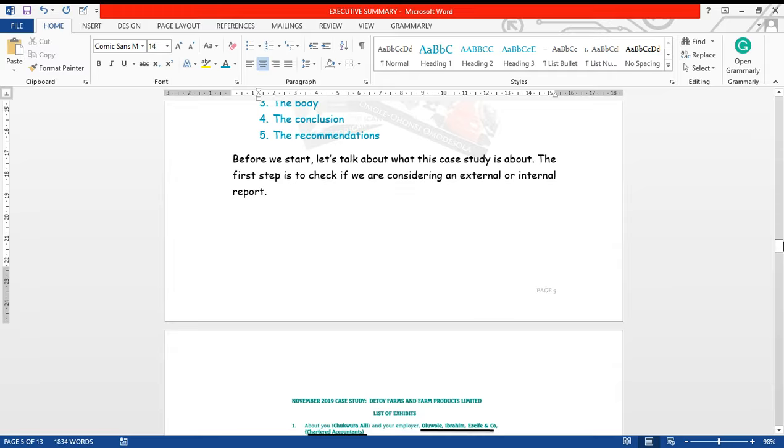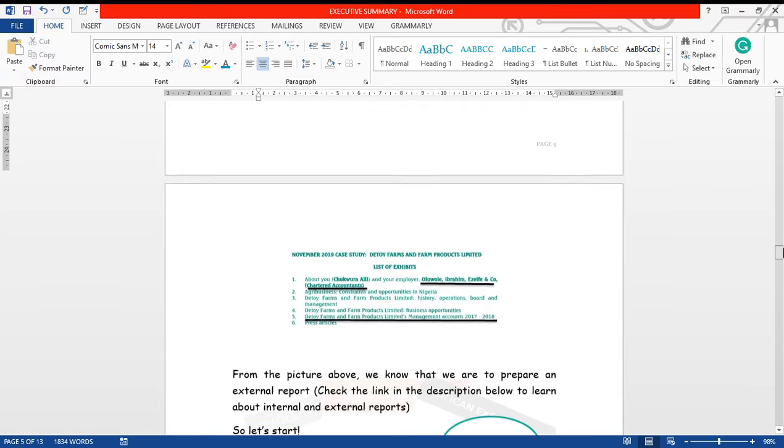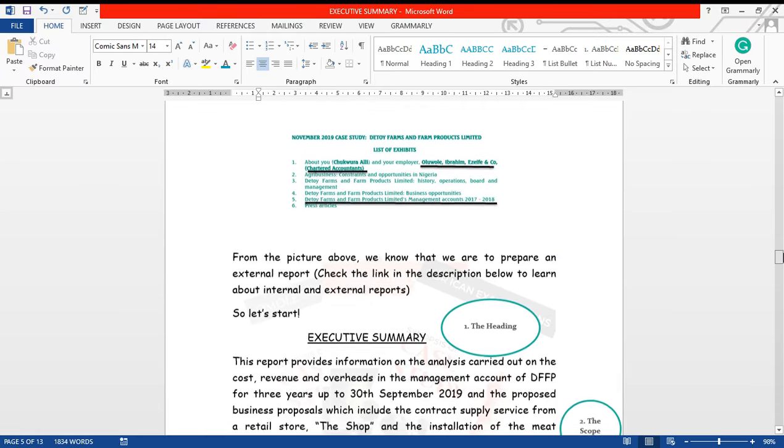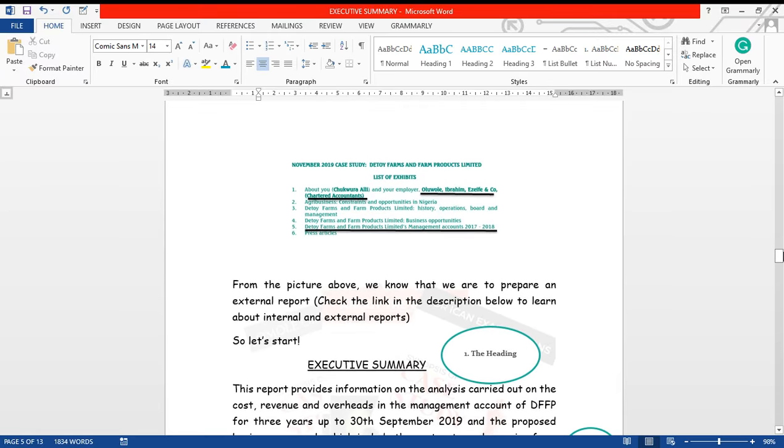Let's check whether it's an internal report or external report. Fine, I've let the cat out of the bag. I've told you it's an external report, but let's still check. Let's do the due diligence. So how do you know? I think I've spoken all about this in the internal and external report video. Don't forget to watch it if you haven't.